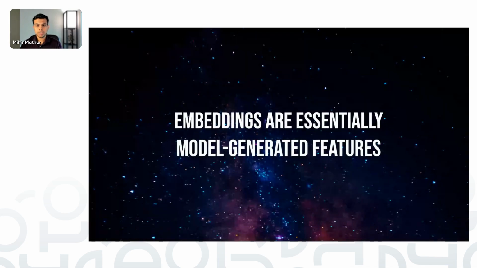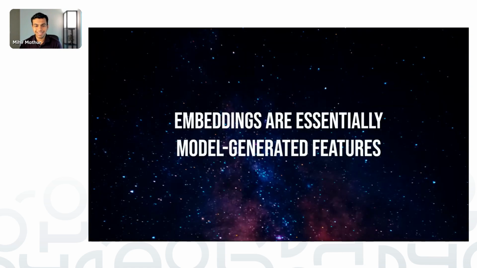So if there's one thing that you remember from this presentation, it's this message. Embeddings are essentially just model generated features. Let me expand a little bit on that. When we think of traditional machine learning features, they were hand engineered. What that means is some data scientist has to specify some transformation. It could be a SQL query plus an aggregation. An example of a classical feature is the number of user transactions over the past 30 minutes.